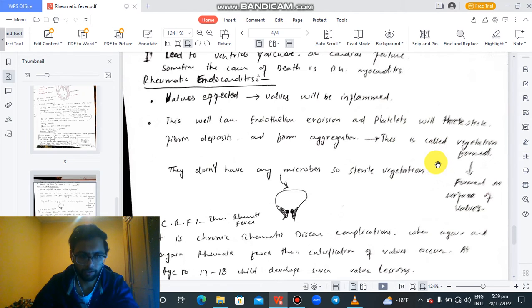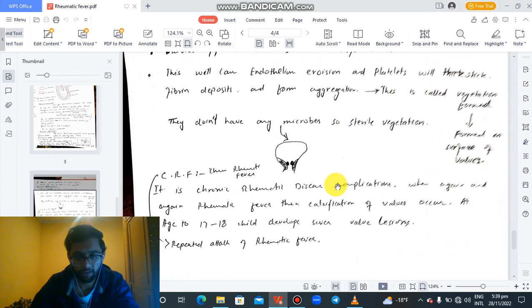Vegetations are the lesions in the endocardium. Same as Aschoff bodies, but in the endocardium we call them vegetations, small lesions. In the myocardium there is a small cell accumulation, and we call them Aschoff bodies. They do not have any microbes. So they are sterile vegetations, without any bacteria.